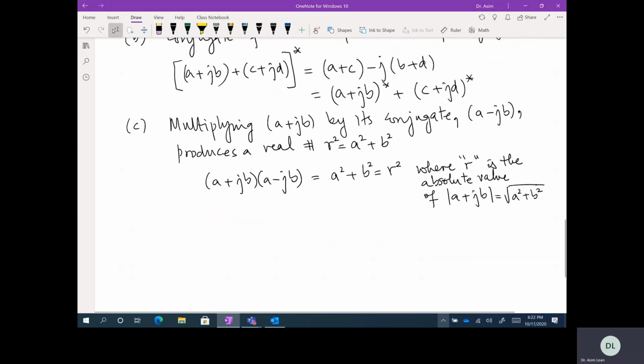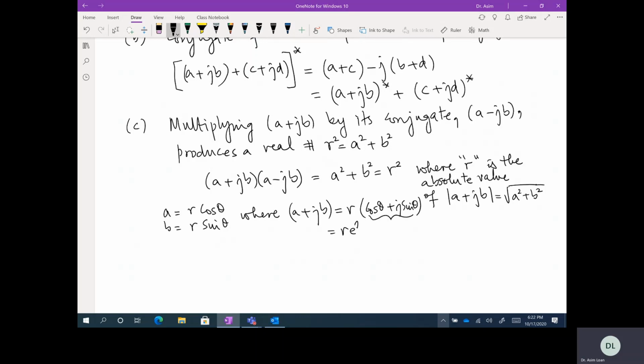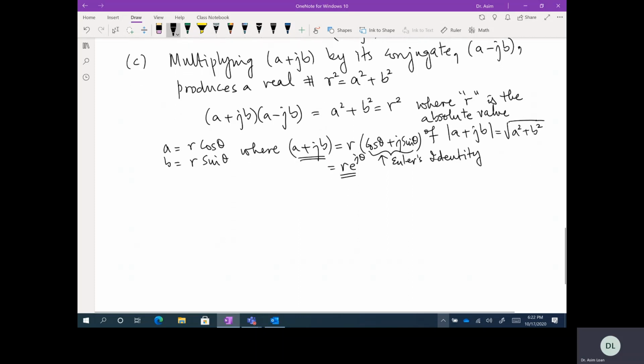Okay, and we also saw A is equal to R cosine theta, B is equal to R sine theta, where A plus JB equals R cosine theta plus J sine theta. This is Euler's identity, so this is R E to the J theta. So this is the polar form of the complex number. And this is the rectangular form or the Cartesian form of the complex number.